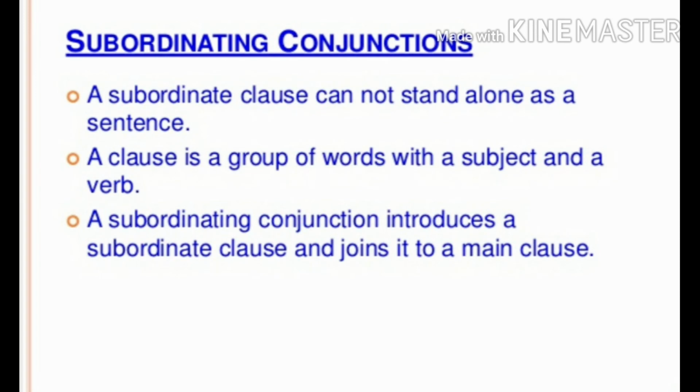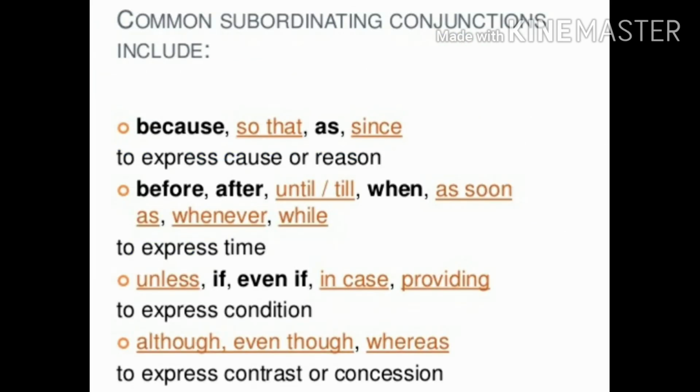A subordinate clause cannot stand alone as a sentence. A clause is a group of words with a subject and a verb. A subordinating conjunction introduces a subordinate clause and joins it to a main clause. Some common subordinating conjunctions are because, so that, as, since. These conjunctions are used to express cause or reason.